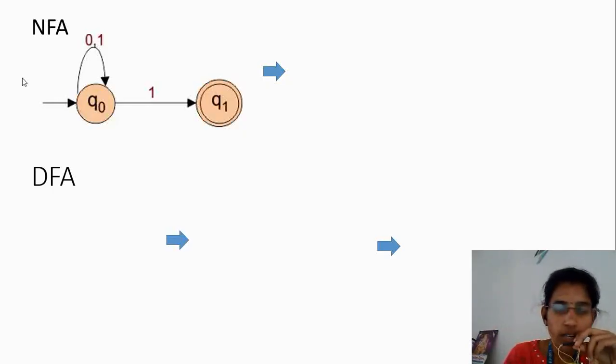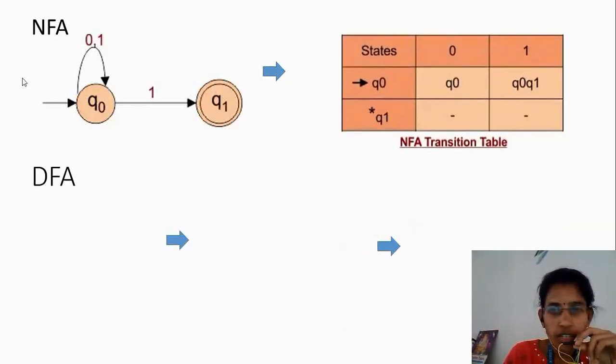The next one, step 2: draw the transition table. So here, this is the transition table. For the state Q0, for the input 0, it reaches only one state, Q0. At the input 1, the states Q0 and Q1 are both present. So here we combine the two states Q0 and Q1. This is the transition table for the NFA.